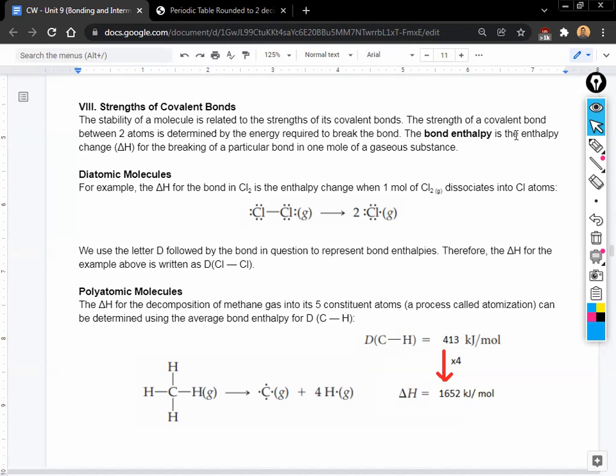And bond enthalpy is the enthalpy change, the delta H. We've looked at this before. The heat, basically, the energy that is required to break a particular bond in 1 mole of a gaseous substance. Now, that's a mouthful, but an easy way to think about this is how much energy does it take to break apart, to break a bond.